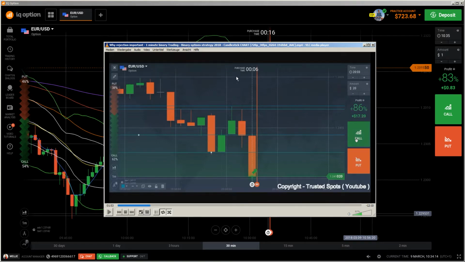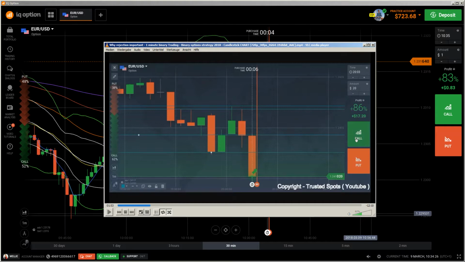The purchase time is expiring, you see here the purchase time is 6 seconds, and he tries to get into this trade, but he has no evidence for doing this trade, yet he entered into a trade. And now you watch what is going on here.